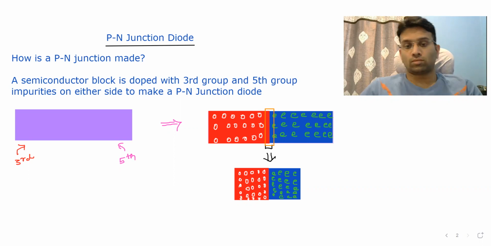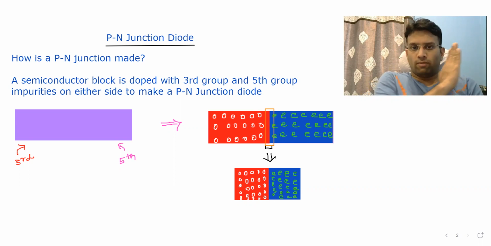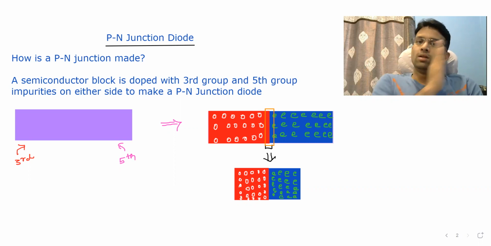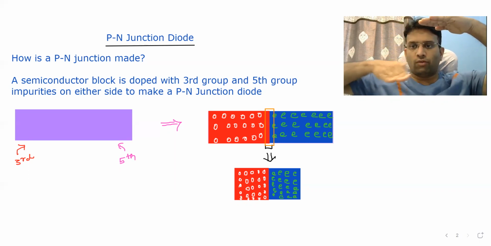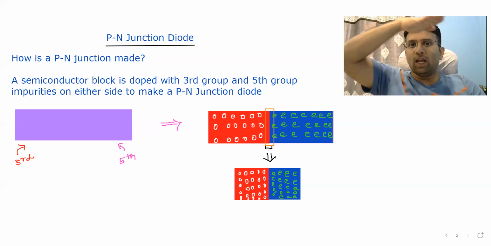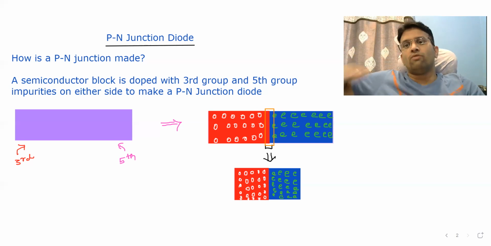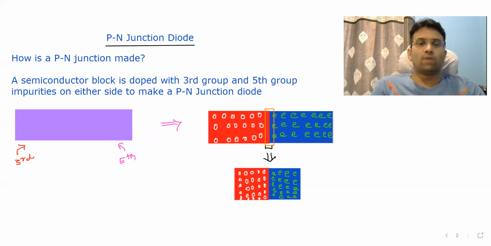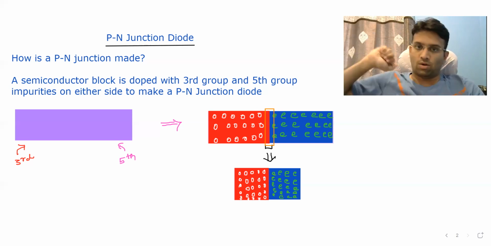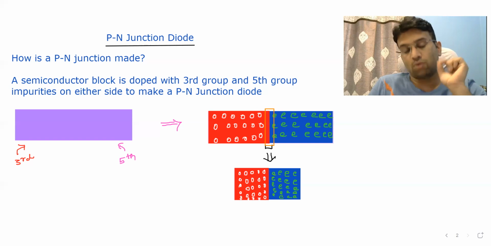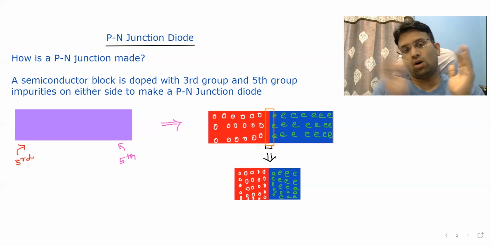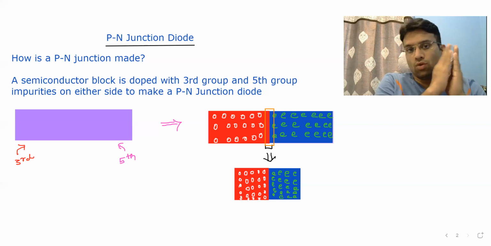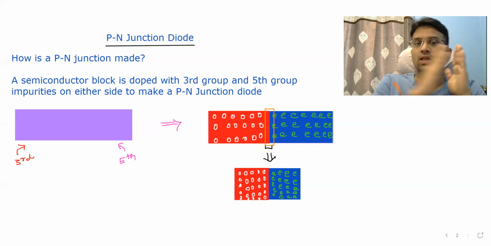Okay. Now, if you go from one side to the other side, P side to N side, the number of holes is very, very high and suddenly it drops to a very low value. So very high number of holes and sudden drop to very low number of holes. Or if you talk about electrons, very low number of electrons and suddenly very high number of electrons. So the concentration of holes, if you go across the junction, suddenly drops, or the concentration of electrons, if you go across the junction from P to N side, suddenly increases.